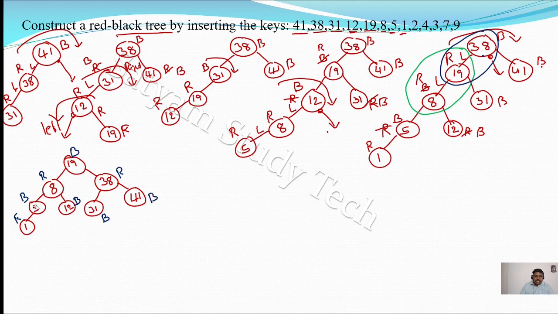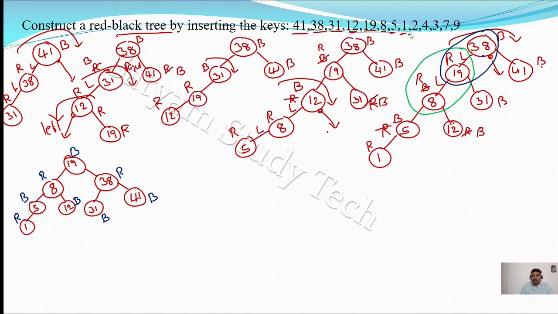Now again, is there any red violation? There is no red violation. The root node is black, and on each and every path there are two black nodes, so the red black tree properties are satisfied.